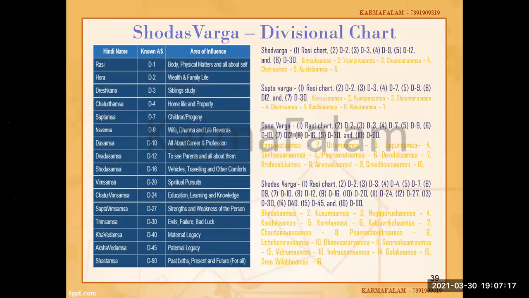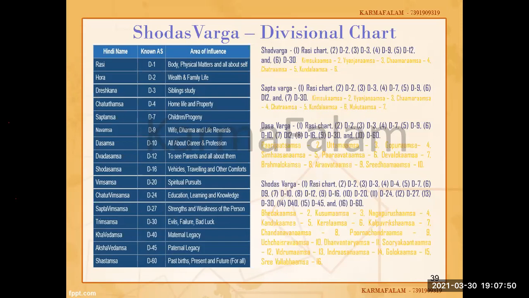If we divide every house by 9 and make a kundli, it is called Navamsha, and it tells us about the wife, that is spouse or dharma, and the livelihood. In the same way we can divide every house by 10, and it shows us everything about career and profession. Dwadashamsha is there. Shodashamsha tells us about the vehicle and the happiness from the vehicle. Vishamsha tells us about the spiritual pursuit or spiritual growth of a person.